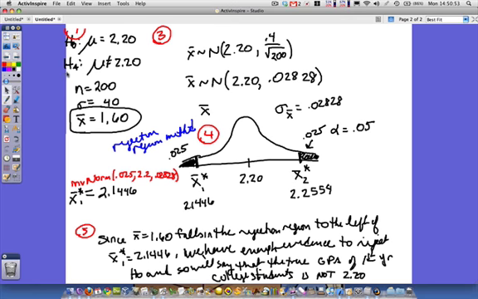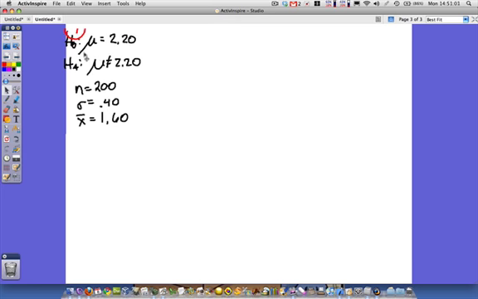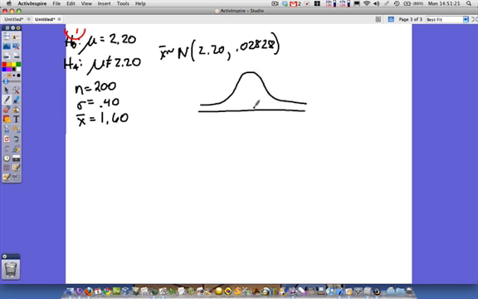So here's what I'm going to do. I'm going to copy this and create a new sheet here. Here are my hypotheses, and we also found out that x bar is supposed to be normal with a mean of 2.2 and a standard deviation of 0.02828, right? Now we're going to draw this distribution again, and this time we're only going to locate where our sample mean is. Here's our sample mean, 1.6.